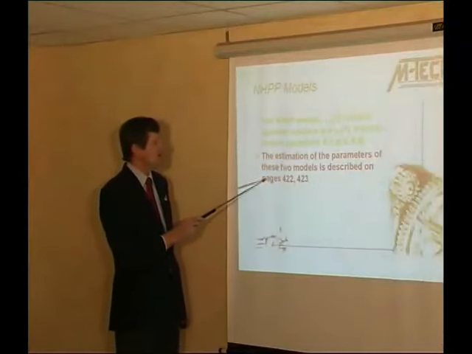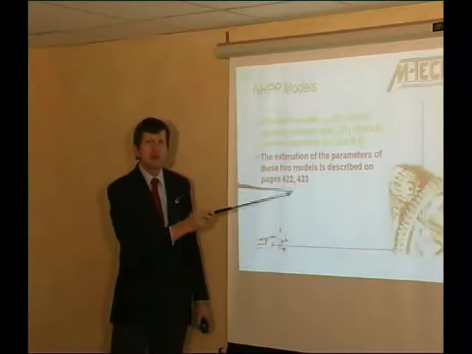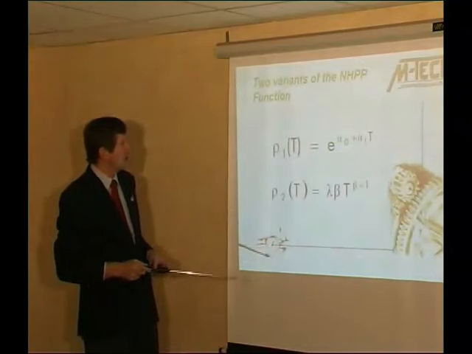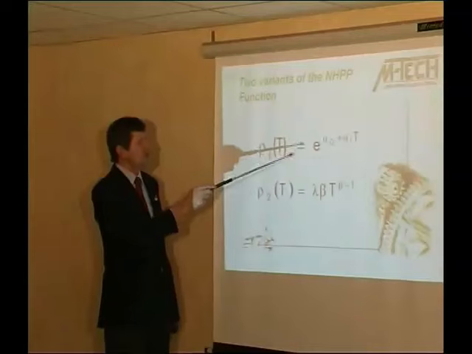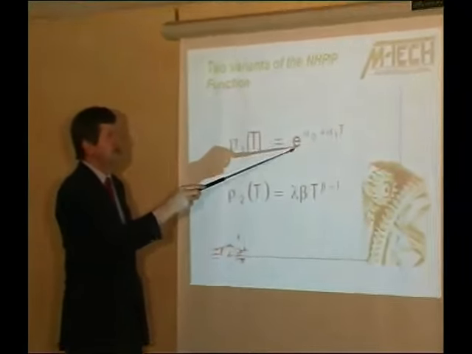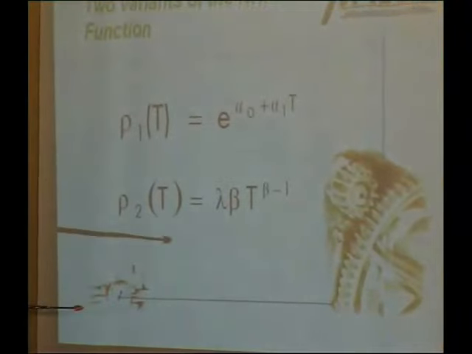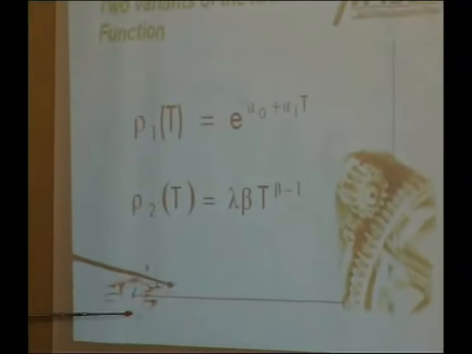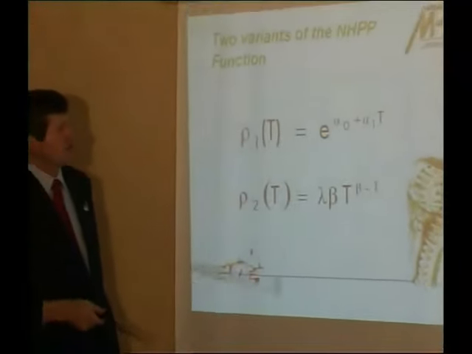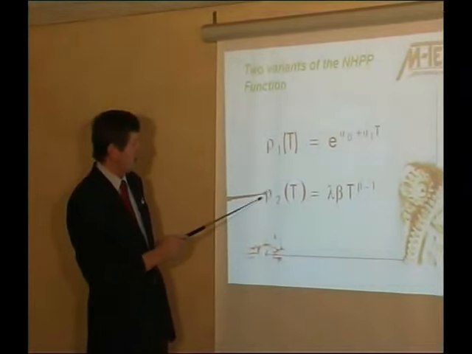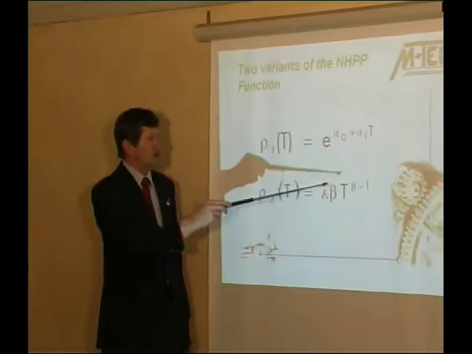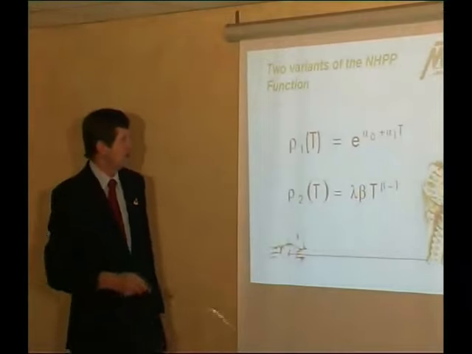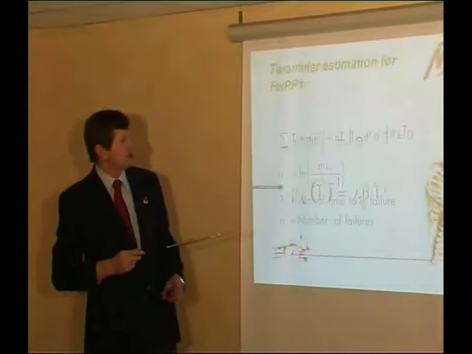The estimation of the parameters of these two functions is described on pages 422 and 423 of the textbook. The two functions look as follows. The first one, rho1(t), equals e, the mathematical e, to the power alpha 0 plus alpha 1 t. The alpha 0 and alpha 1 are then the two parameters of the function, which we will look at how we find on the next slide. Rho2(t) equals lambda beta t to the power beta minus 1, where lambda and beta are the two parameters of the function. Now for the first function, rho1(t), the parameters are found as follows.